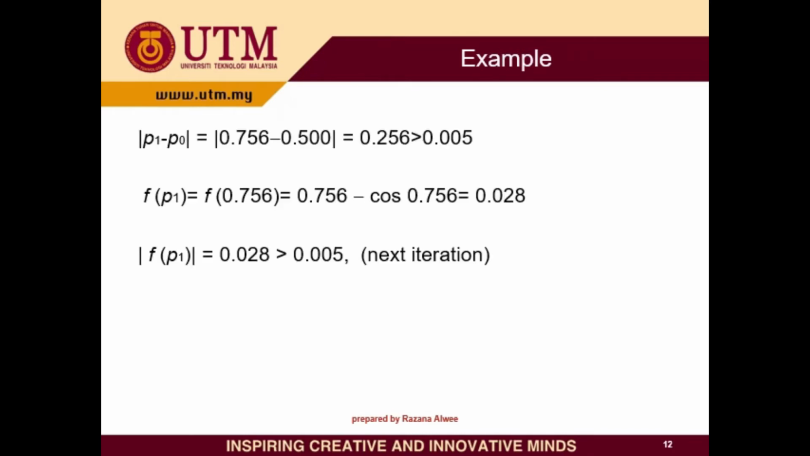Then you can check your p1 minus p0, whether it is less than 0.05 or not. In this case it is not, right? It is bigger. The f(p1) we also check, so it is 0.028, which is bigger. So based on these two, both are bigger than 0.05, our error, so we need to go for the next iteration.